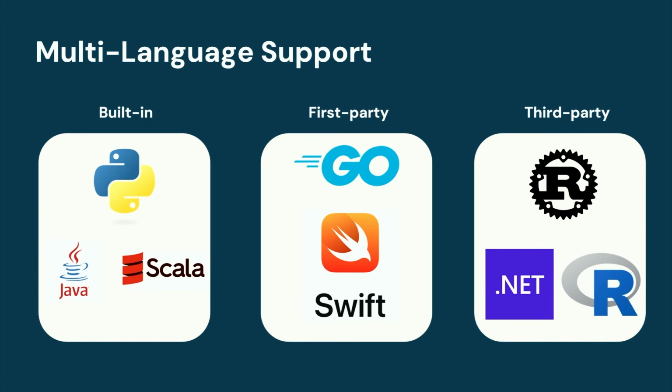And also in third party, there are clients for Rust, .NET, and R. And there's also good news that the author of the Rust client is contributing this to Apache Spark. So it will also become first party very soon.